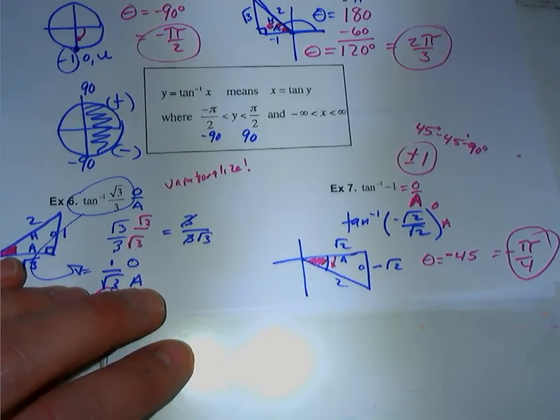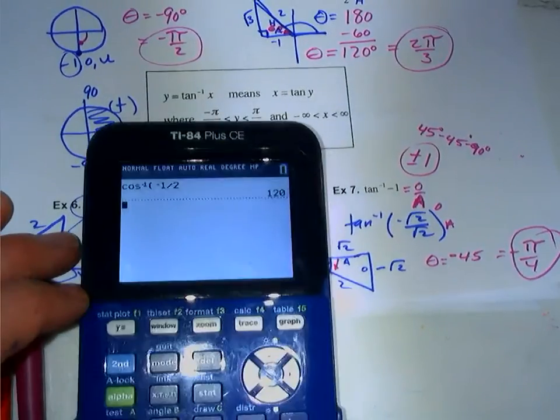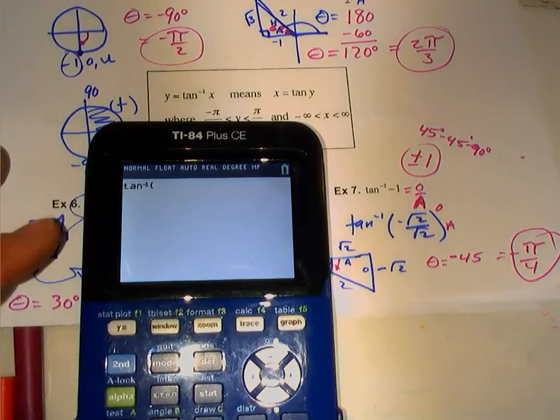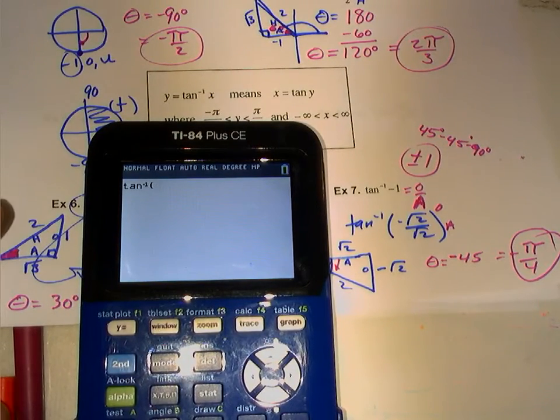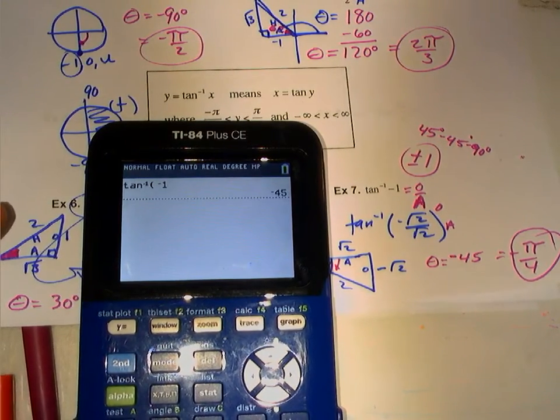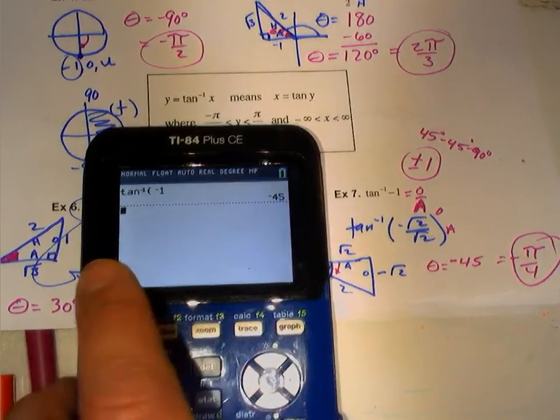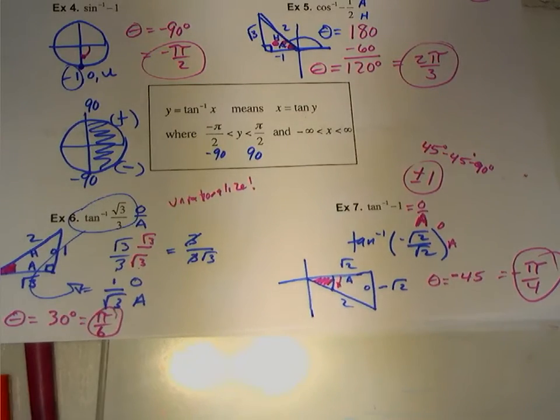Quiz or test, I'm freaking out. Well, don't freak out. Just calm down. Well, what do I get when I put it in my calculator? Inverse tangent, -1. I press enter, boom, -45. Oh, okay, I can do this. I can do this. Okay.